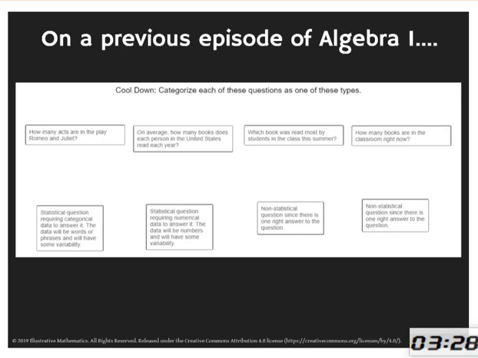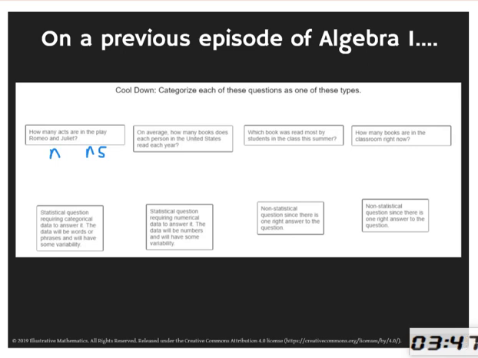All right. So the first question says, how many acts are in the play Romeo and Juliet? All right, so how many acts, that's a numerical question, right? Because we're looking for a number. And it is a non-statistical question because it's got only one answer, right? There are only so many acts in the play.